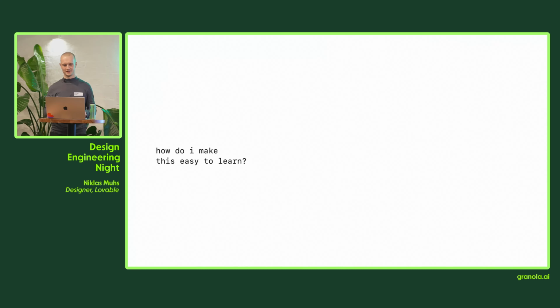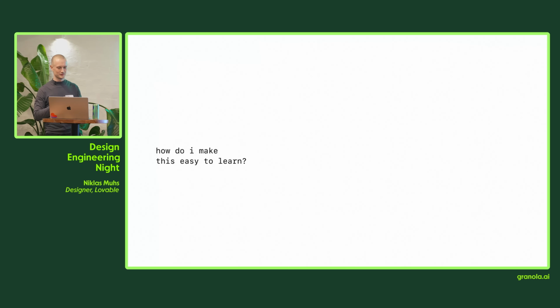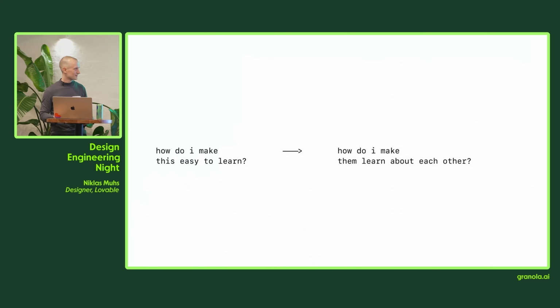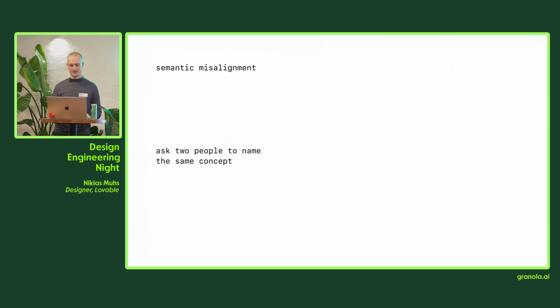And so the question that I found interesting, or the change that I found interesting, is that I'm going from the question, how do I make this easy to learn, to how do I make it easy for both the human and the agent to learn about each other. And next I want to show 3 different themes that really helped me to think through that change. The first one is semantic misalignment.